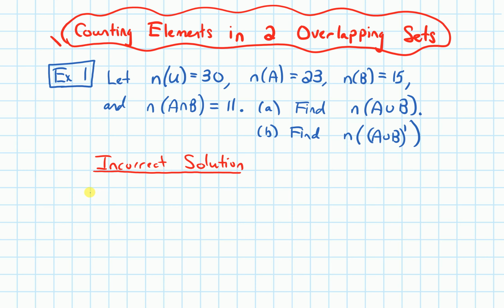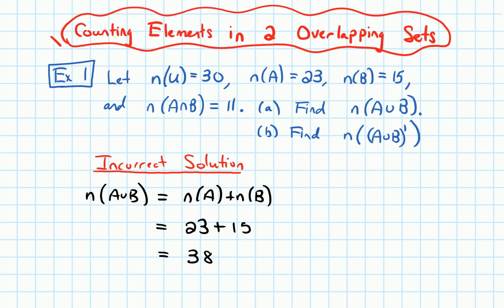So in part A, for example, I'm trying to find the number of elements in A union B. It could be tempting, using what we learned in section 1.2, to say, wait, isn't this just the number of elements in A plus the number of elements in B? Because if we do that, and I plug in for both of these, n of A is 23, and n of B is 15, and adding those together, I get 38. But looking at that answer, this is too big because the number of elements in the whole universal set is 30, so there's no way a set can have more elements than my universal set does.